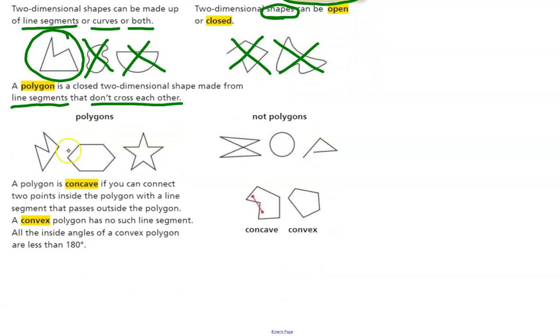So for example, over here, they're showing you 3 examples of polygons and 3 examples of non-polygons. The reason this one's not is because it crosses over each other. This one's not because it's curved, and this one's not because it's open, okay?